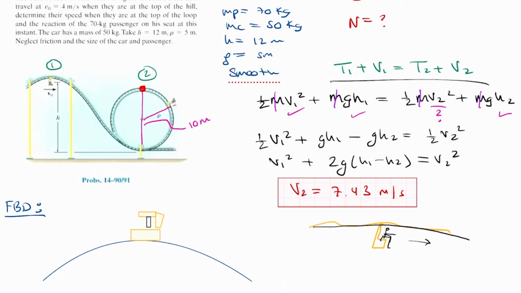So what forces do they experience? Well, of course, there's a force of gravity, mass times gravity. In this case, it will be both the mass of the car and the object. They both experience it: the mass of the person times gravity, and the mass of the car times gravity. There are both weights right there.